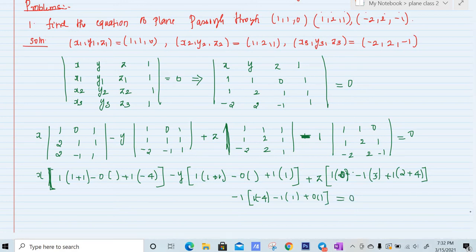Now we just simplify this. So we will have x into, this will be 2. So 2 minus 4, we will have minus 2, minus y into, so here we will have 2 plus 1. So 2 plus 1 will be plus 3y. Right. Here we will have 1 plus 1, 2. 2 plus 1 is 3.